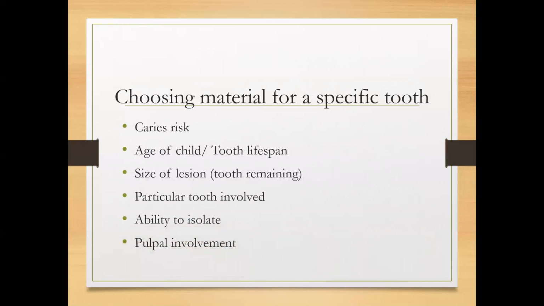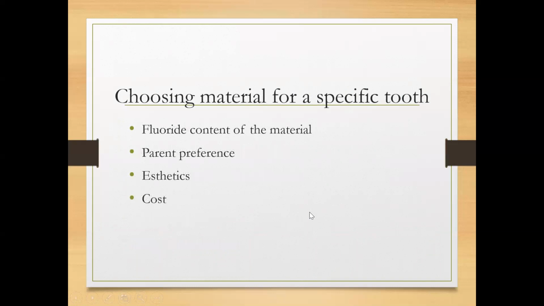Choosing material for a specific tooth, again, carries risk: the age of the child, the lifespan, size of the lesion, particular tooth involved, ability to isolate, and the pulp involvement. And fluoride content of the material, sometimes you want to go with the glass ionomer because of the fluoride releasing and the recharging. And then the parental preference will be huge for you, as they may influence what you choose to do. But I always say stand firm with parents and let them know what will last.